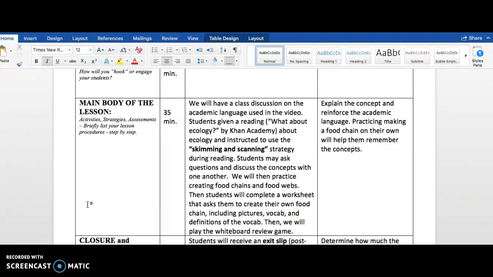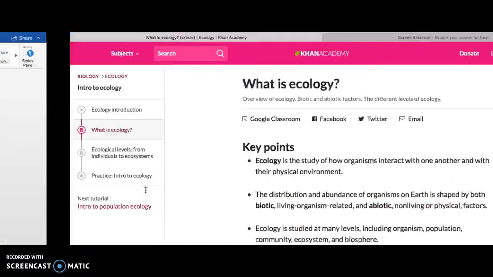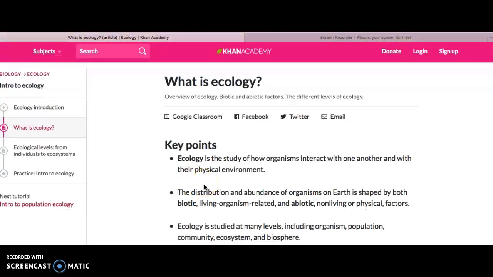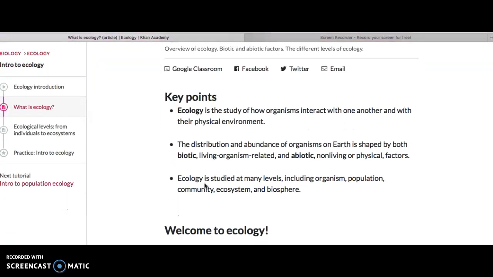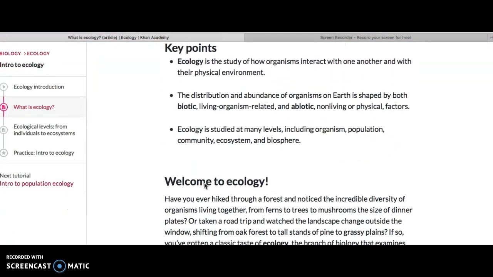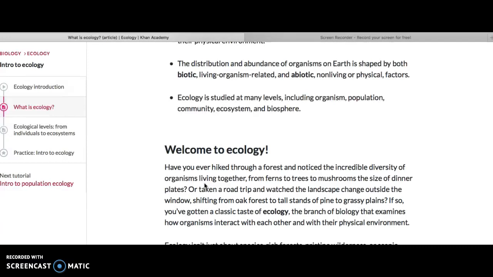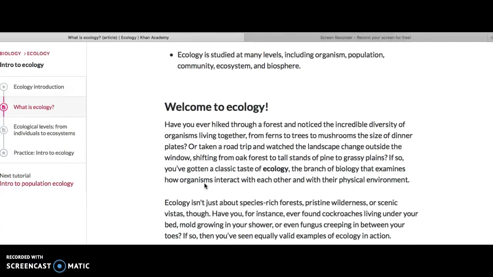So the main body of my lesson here is that the students are given a reading, which is called What About Ecology? This reading is by Khan Academy, and you can see it here. It's found on khanacademy.org. It's just a really good introduction to ecology. It talks about a lot of that academic language that I want to use, and the reading strategy that I want them to use while they're reading this article is skimming and scanning.